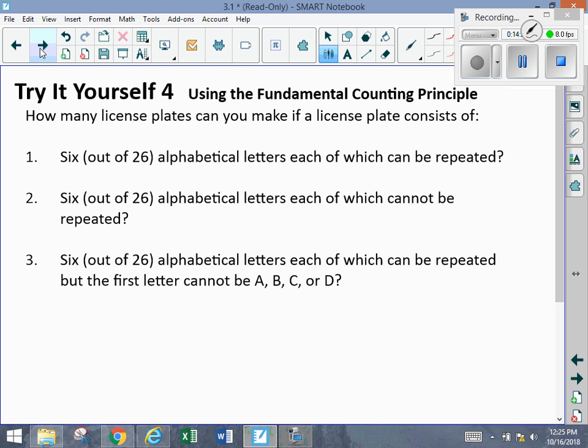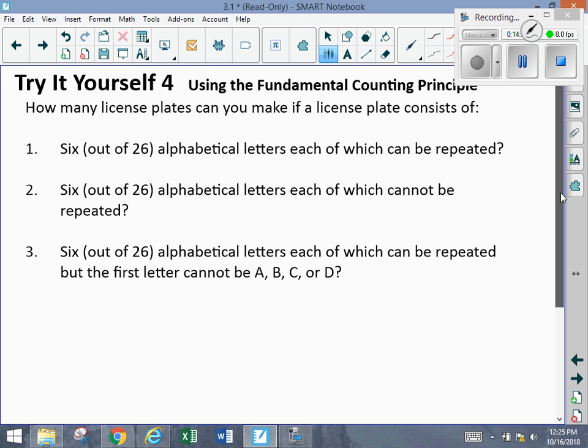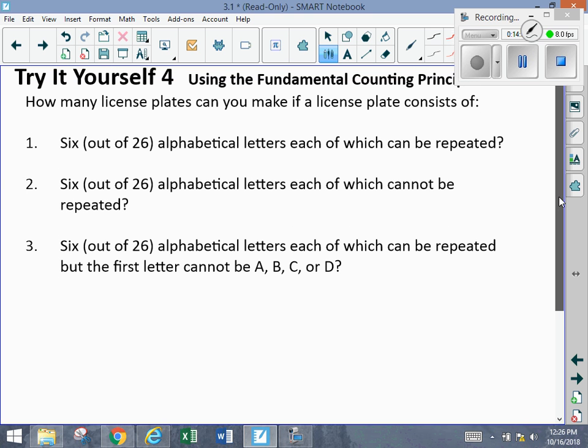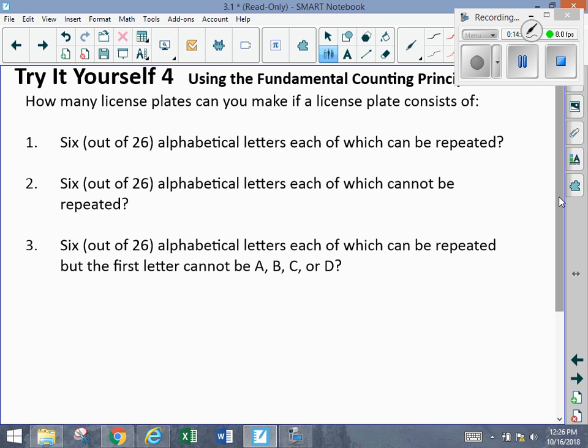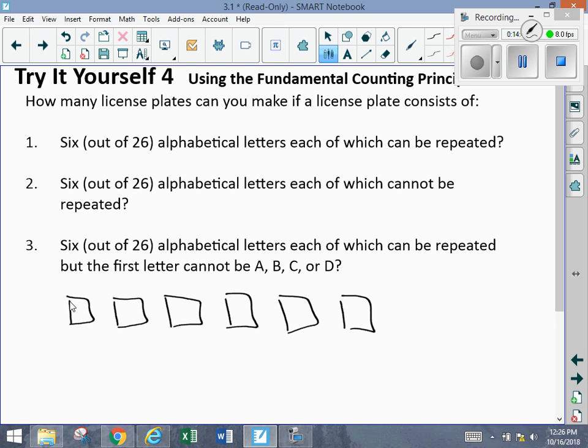Okay, here we go. So, let's look at this situation. We've got license plates. So, I've got 6 blanks that can be on my license plate. Alright, I like to draw pictures of stuff so that I can see it better, right? This one can be any letter from my 26 alphabetical letters.